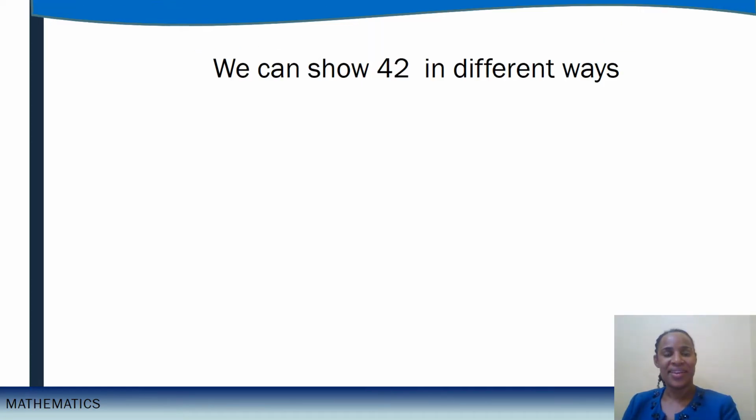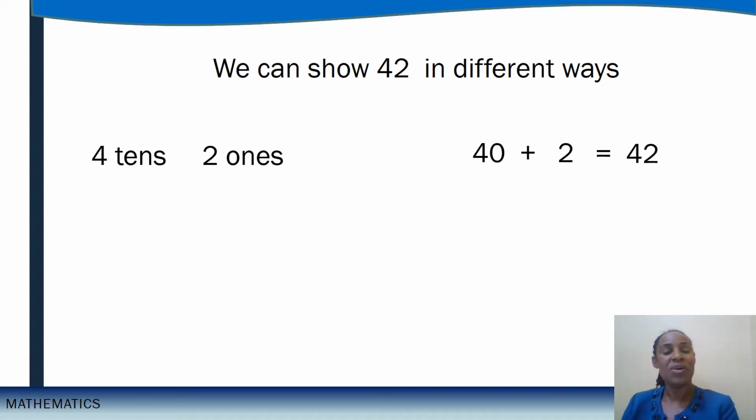Boys and girls, what have you observed from the activity that was done by Dylan and Kemoy? Great! If you said you observed that 42 can be written in different ways, that is correct. Now, boys and girls, 42 can be written as 4 tens and 2 ones. Now, 4 tens has a value of 40 and 2 ones has a value of 2. 2 added to 40 gives us 42.